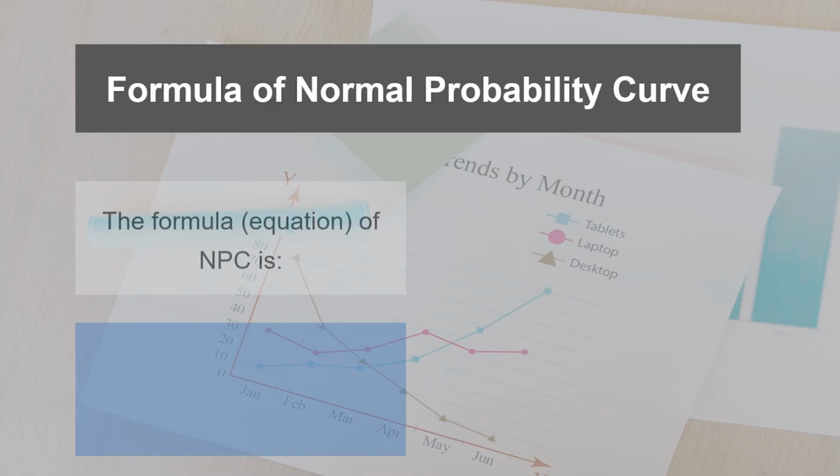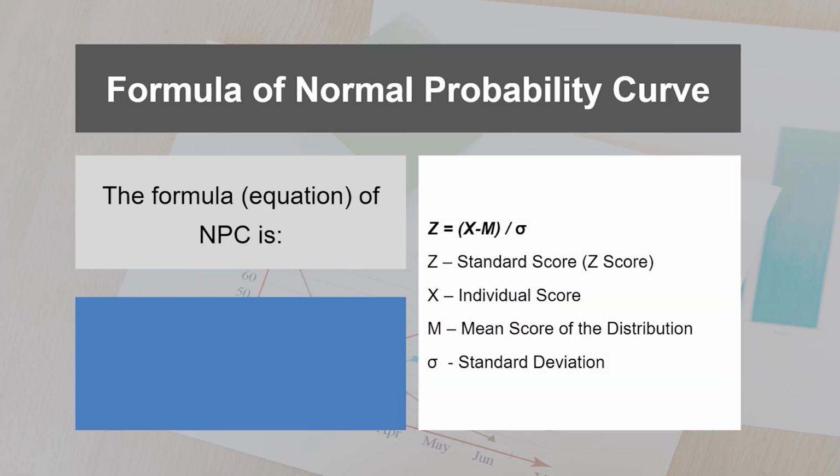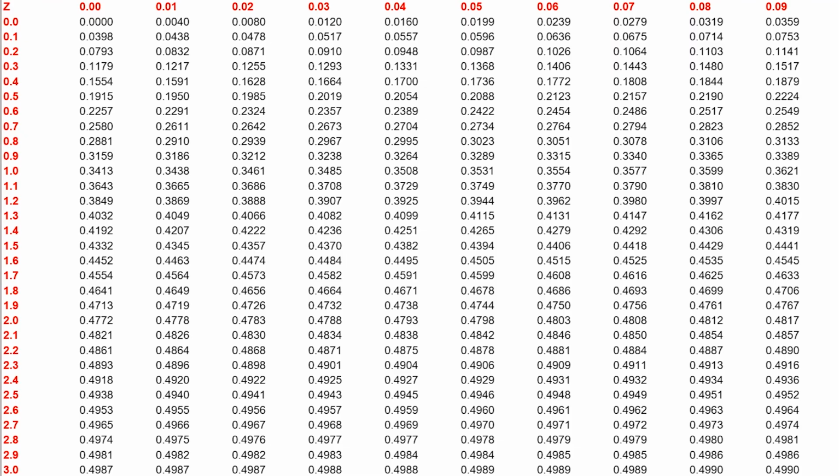Here you see the equation: Z = (x - m) / SD, or sigma. Z is the standard score, x is the individual score, m is the mean score, and sigma is the standard deviation. This is the only equation. By using this equation, we can solve different types of problems and go for testing the applications of the normal probability curve. And here you see the table of the normal probability curve.